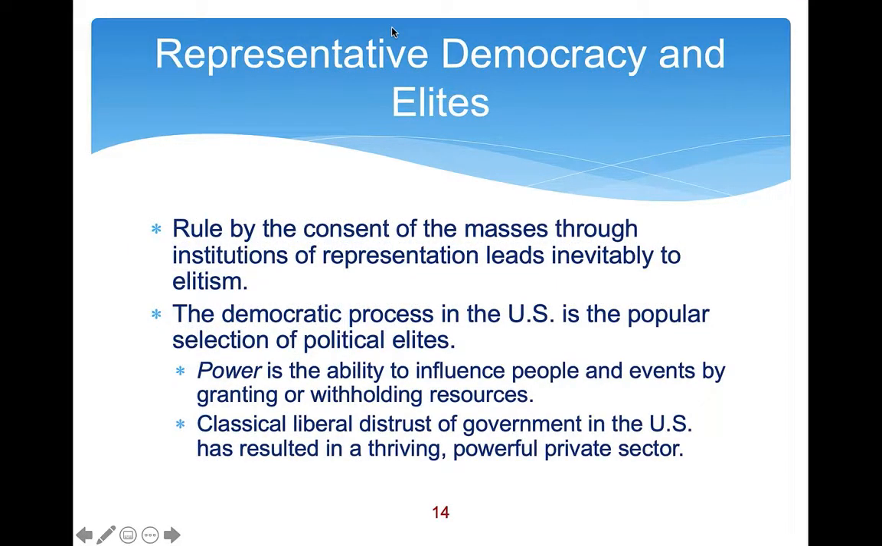So we talked a little bit about how ruling by the consent of the masses through institutions of representation inevitably leads to elitism. People like Chuck Schumer, Nancy Pelosi, Mitch McConnell, and Devin Nunes are all part of Congress, but they're also part of the elite, no matter what party they're a member of.